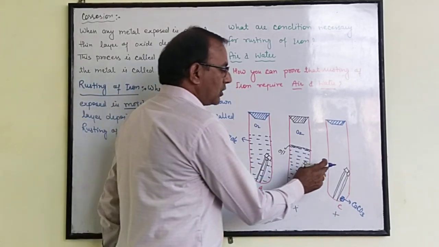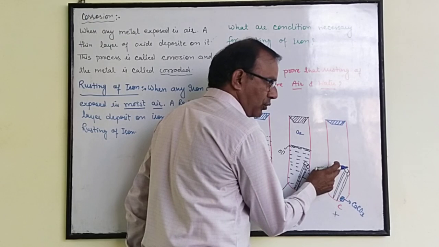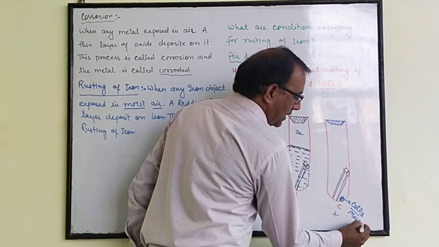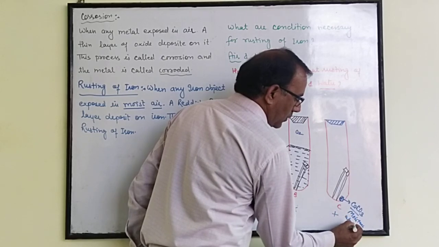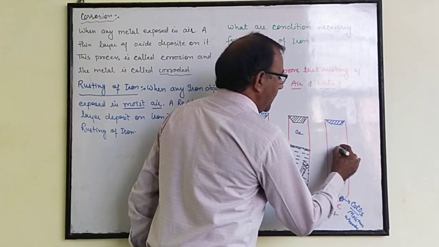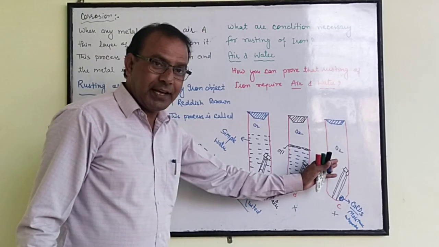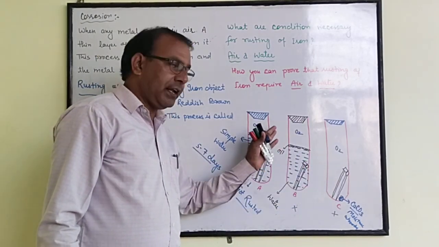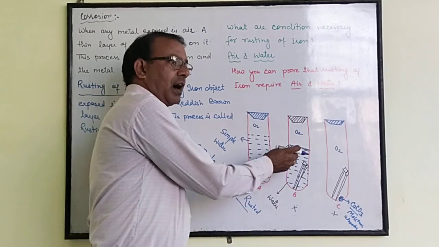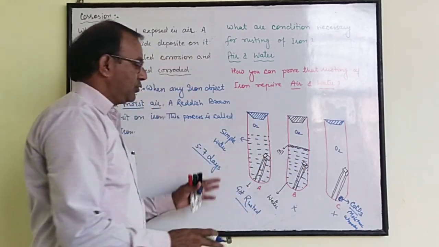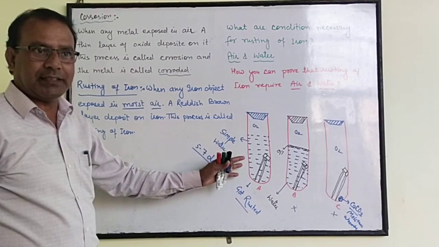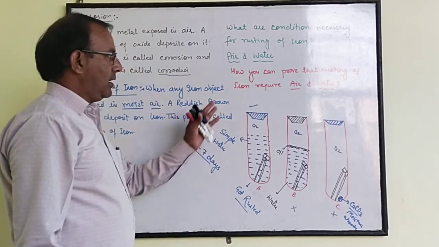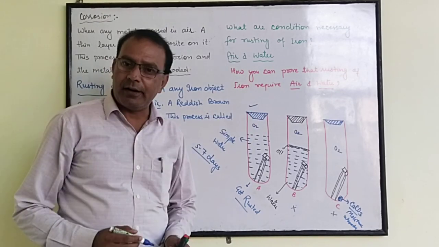This is because the moisture contained in this test tube is absorbed by calcium carbonate. Moisture is absorbed and only air remains, so the iron nails are prevented from rusting. In test tube B, only water, the iron nails are prevented from rusting. But in test tube A, both conditions are present. So we can say that rusting of iron requires air and water.